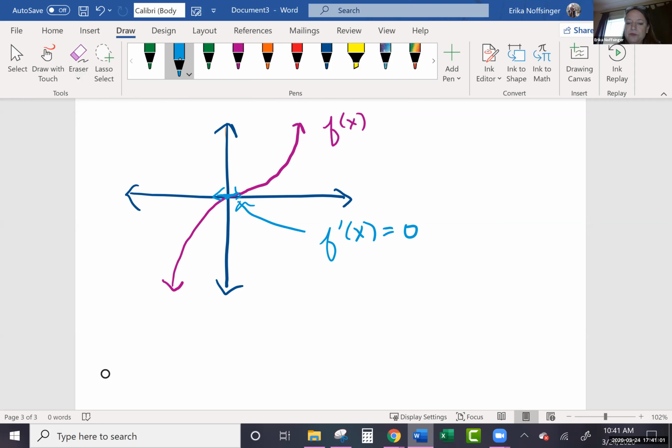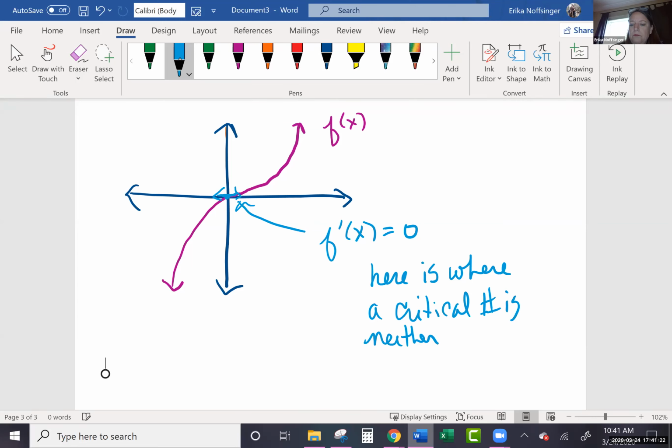So here's where a critical number is neither a max or a min. Okay, so that's a case where it's really important why we have to test on the left and right of our critical numbers to see that it's changing direction, either from increasing to decreasing or decreasing to increasing.